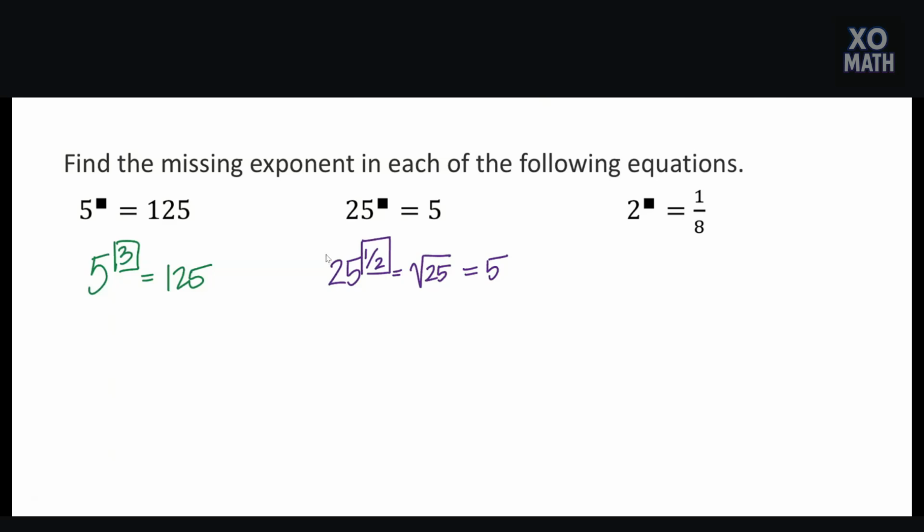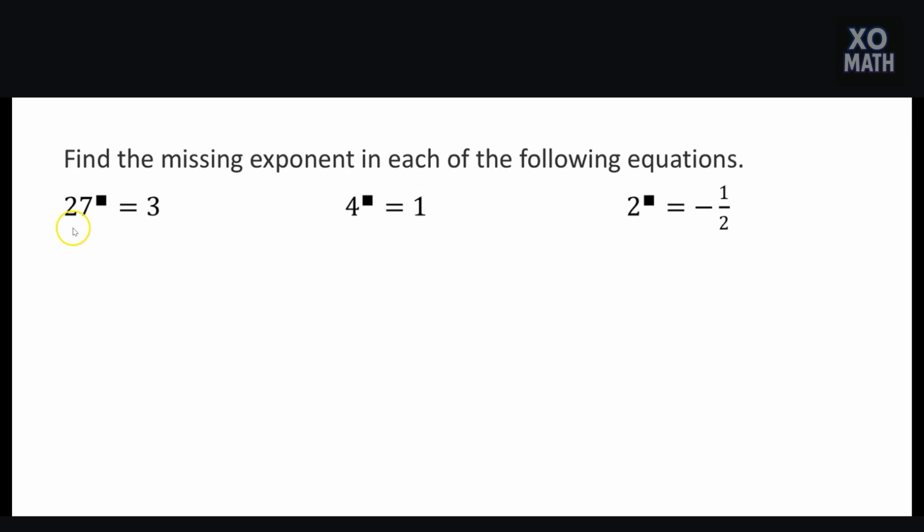And in the final example here, I have 2 to what exponent is equal to 1/8. So this one's a little tricky. How can I go from 2 to this fraction 1/8? Well, something that should be at least popping in my head is 2 to the third power is 8, so 2 cubed is 8. But how do I get 1/8? Well, that's going to take using a negative exponent. So 2 to the -3 is going to create that 1/2 cubed situation, which is 1/8. So the missing exponent here is -3.